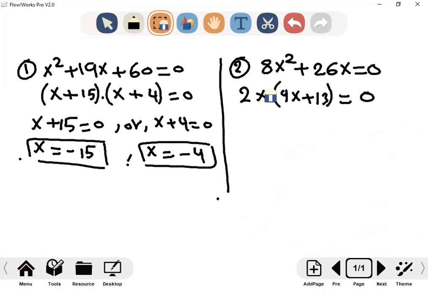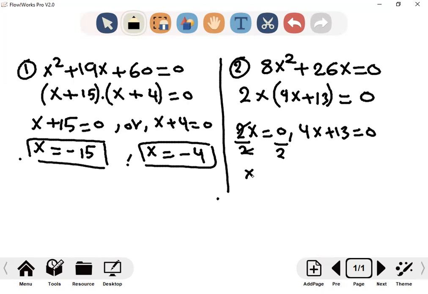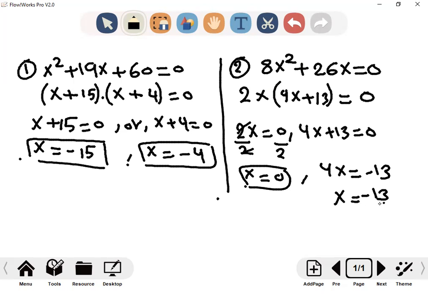Use zero property. If you have two products of 0, each one of them should be, not each, at least one of them should be what? It can be the first, it can be the second. Now 2x equals 0. Sorry. 2x equals 0 and 4x plus 13 equals 0. Here, how you find x? Divide by 2, right? And here, shift for x equal negative 13, x equal negative 13 over 4. Okay?